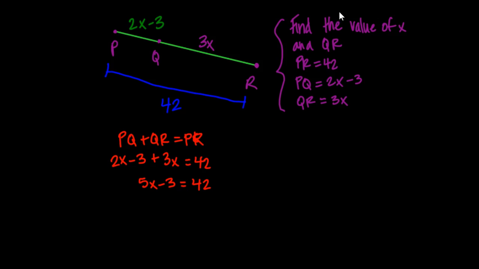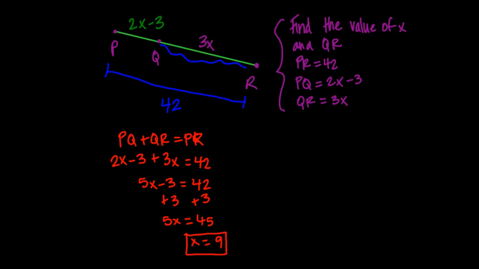So adding 3 to both sides of this equation gives me 45 on the right side. So 5x equals 45, and then dividing both sides by 5, we see that x is 9. All right, so we found the value for x. That was part 1. Part 2 is we have to find the length of QR.